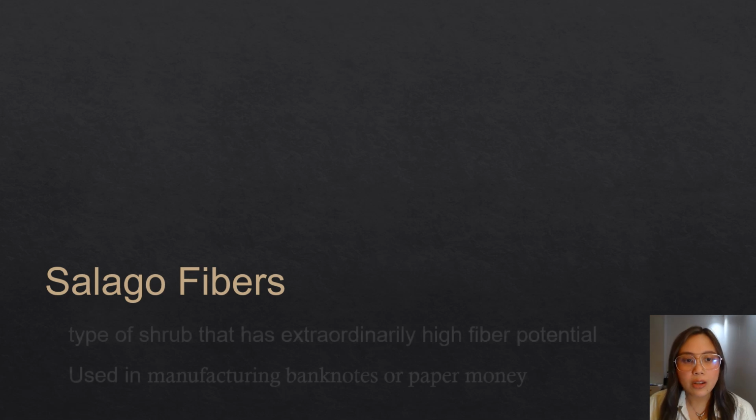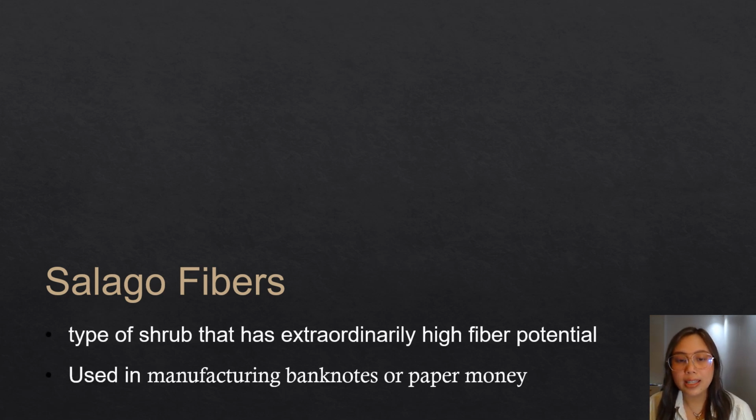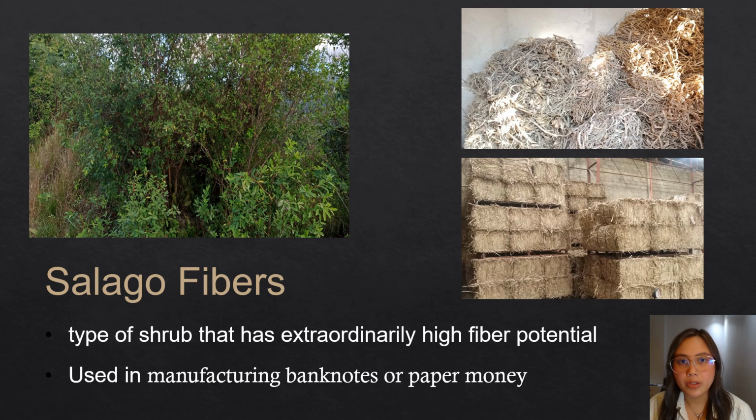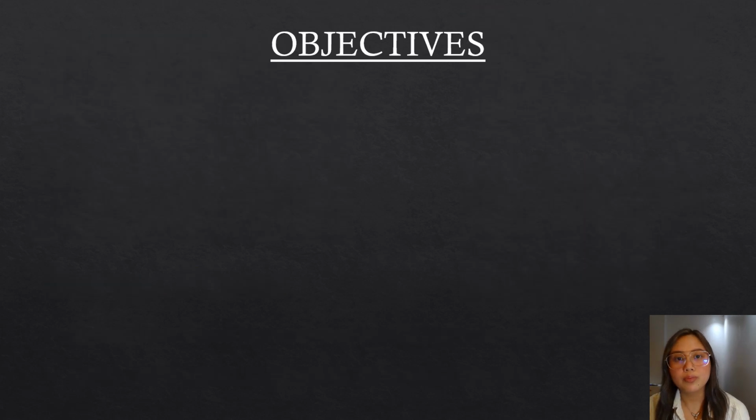For my introduction, here is our recap on what we did for our research 3 years ago. Salago fiber is a type of shrub that has extraordinarily high fiber potential, used in manufacturing banknotes or paper monies, and these are examples of the Salago fibers. These fibers are usually found in East Asia. In the Philippines, it is found in Central and Western Visayas and the Bicol region. It is known to have the capability to survive in extreme weather conditions.